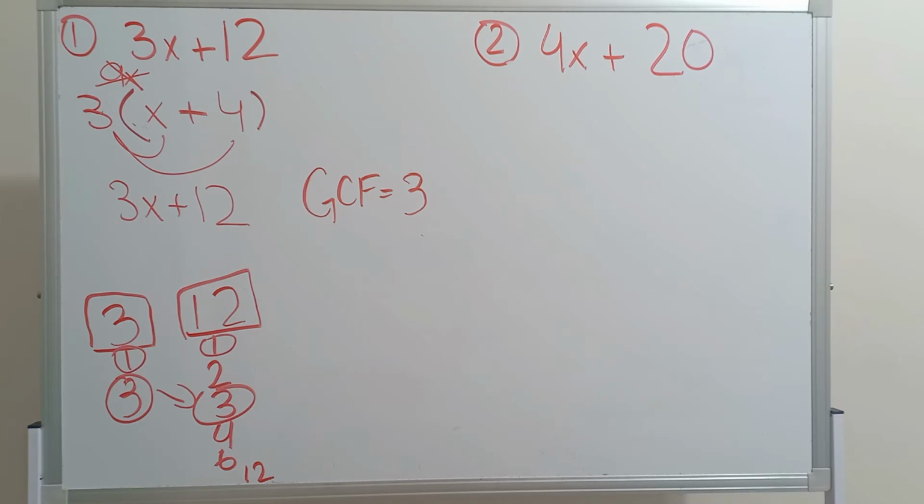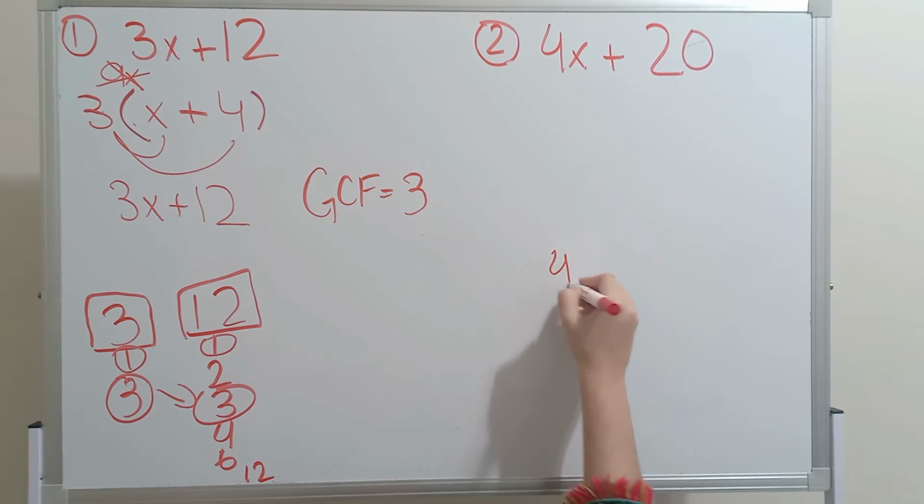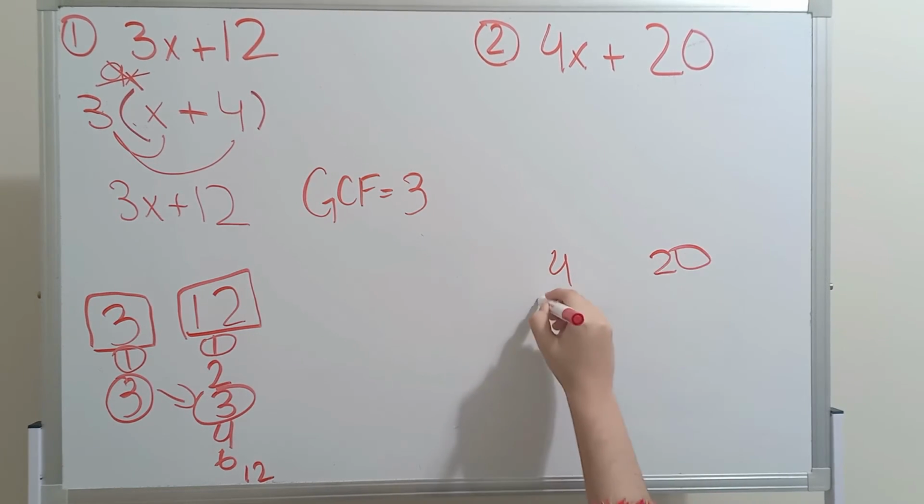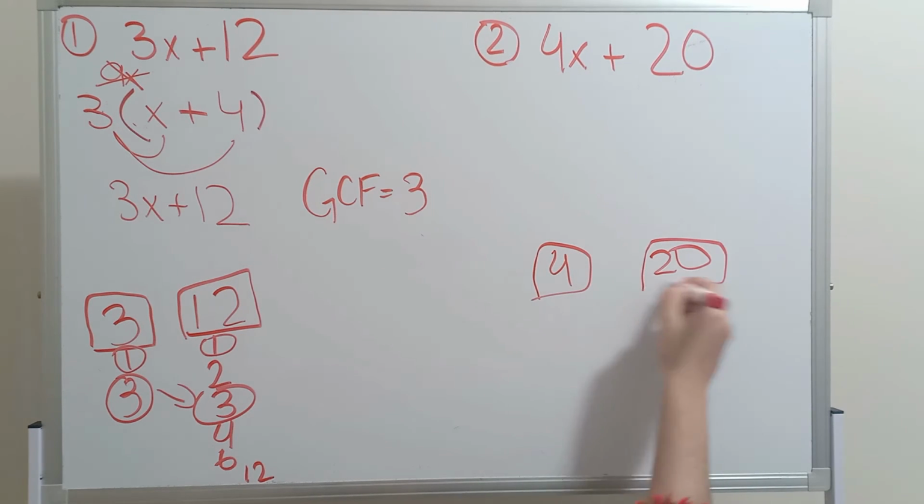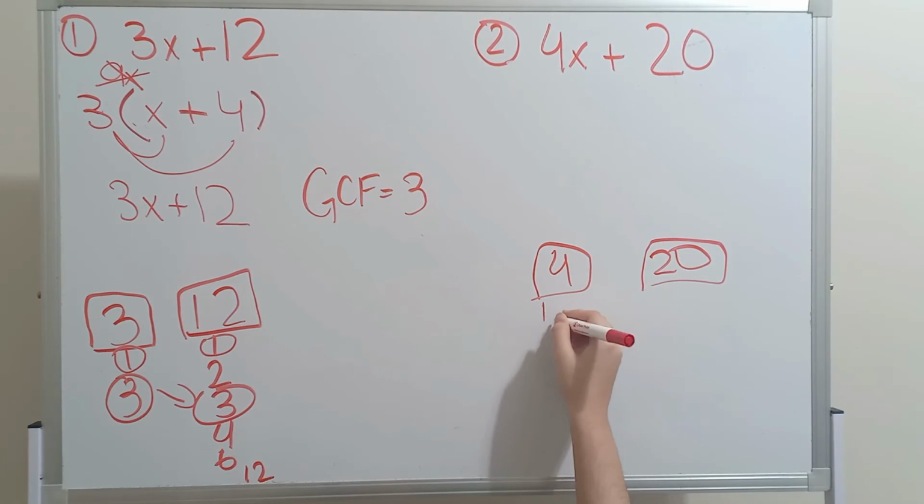Now we will move on to our second question, which says 4x plus 20. In this one we're going to do the same thing, in which we first find the greatest common factor, or the GCF, of 4x and 20. So let's do that. First we're going to write 4 and 20. So now we have 1, we have 2, we have 2 times 2, and then we have 4.